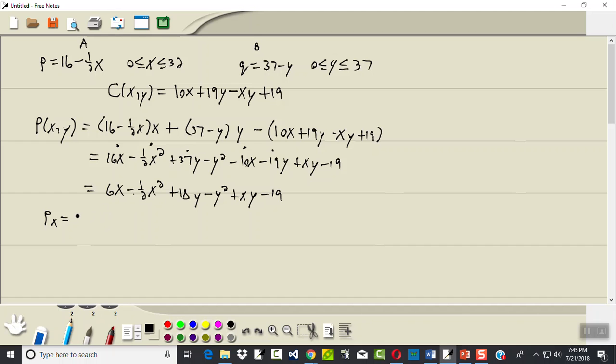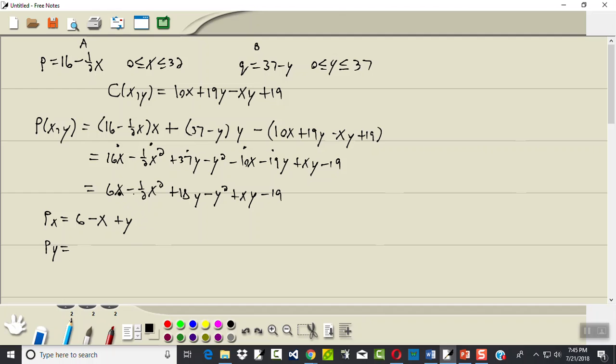So derivative of 6x is 6. Derivative of negative 1 half x squared, take your power, put it out in front. Negative 1 half times 2 is negative 1x, or negative x. This does not have an x, so this is a constant, so that goes to 0. This does not have an x, so that's constant, goes to 0. xy, since x is what we're working with, y is a constant, so the derivative of x is 1, so we've got 1y or y. And minus 19 goes to 0.